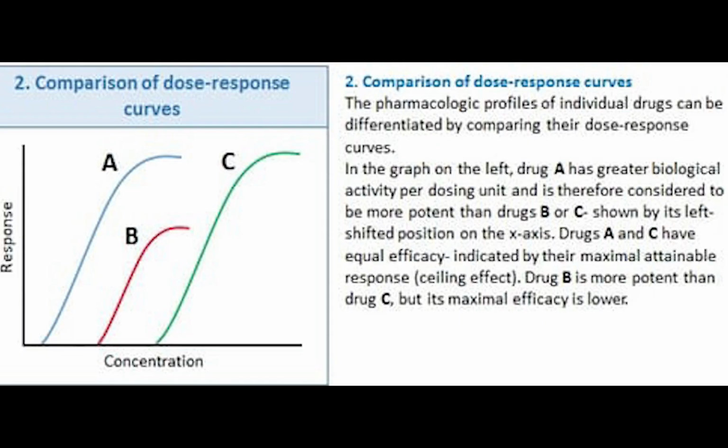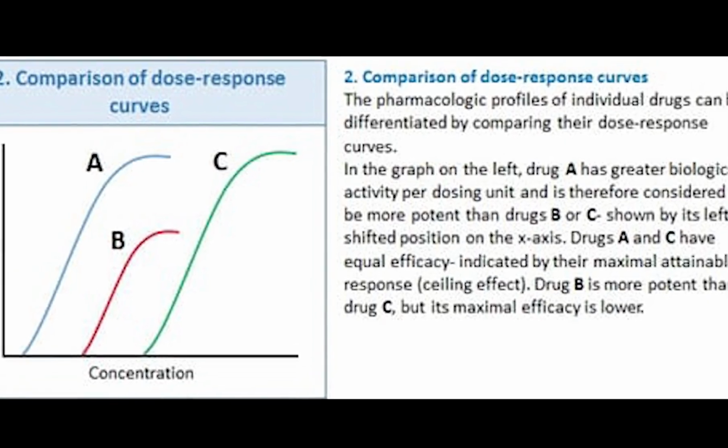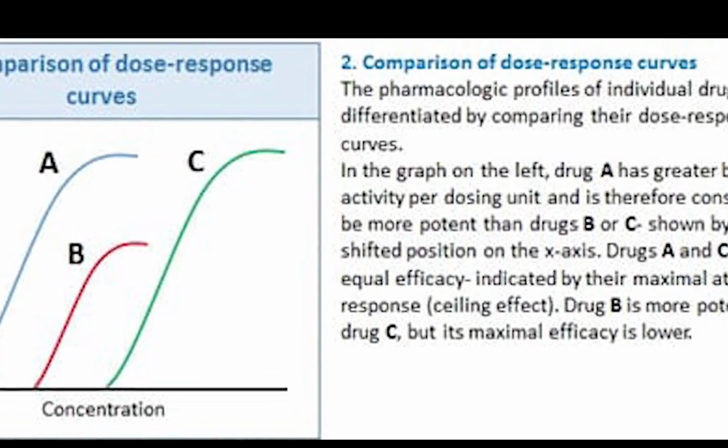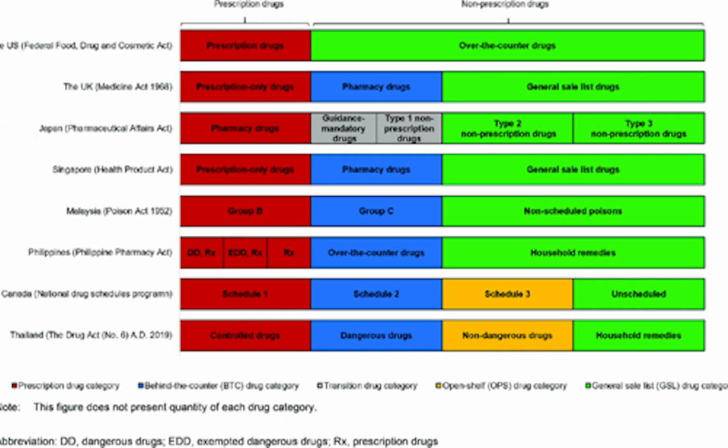Now that we've softly introduced absorption, let's move to the second phase, distribution. Once a drug is absorbed into the bloodstream, it begins to circulate and is carried to various tissues and organs. This process, distribution, determines where the drug goes, how quickly it reaches its target, and how long it stays there.